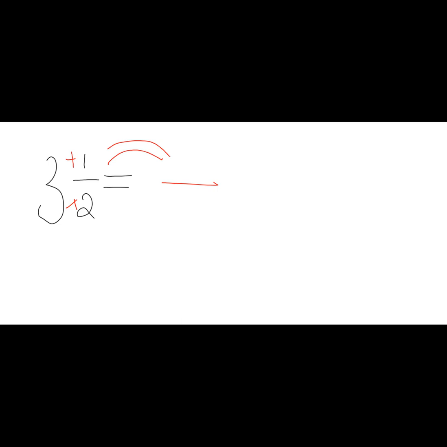Now what is 6 plus 1? 7. So just like that, our 7 becomes our new numerator, and our denominator of the 2, we keep it. So just like that, 3 and a half is the same thing as 7 over 2. Good?